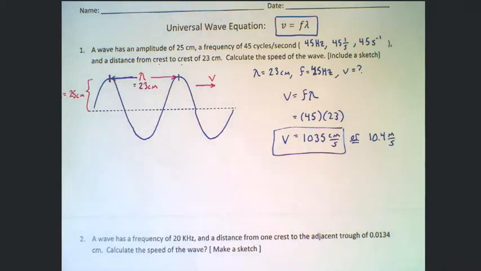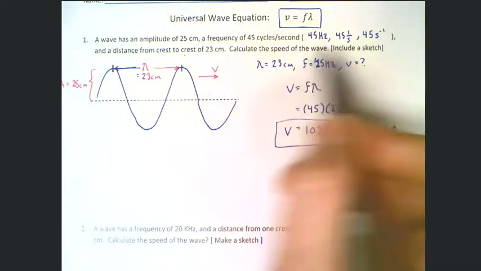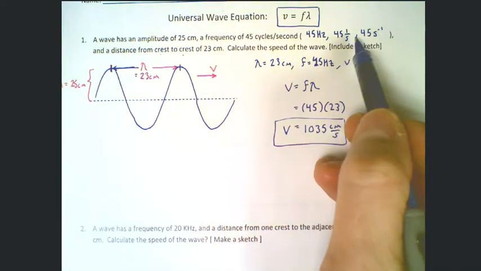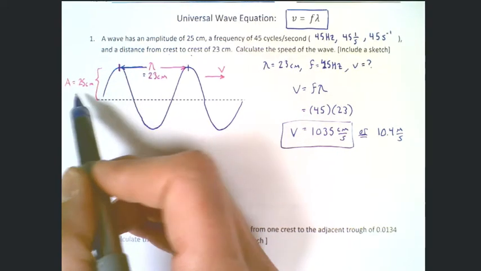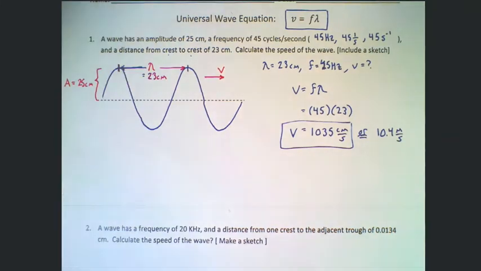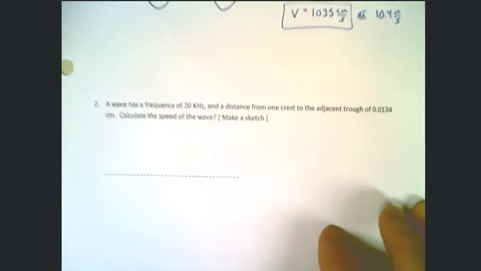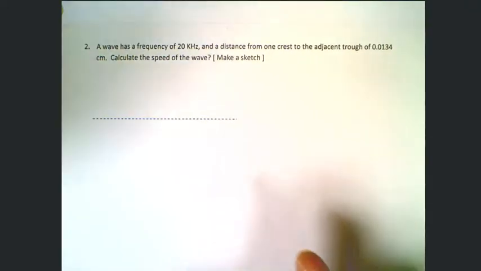Didn't have to rearrange anything. I really just wanted to use it to hash out the idea of what the units for frequency are, to show you that sometimes the amplitude will get thrown in there, although it's not necessary, and that you just need to use your governing equation of V equals f lambda. Okay, let's move on to another problem. And again, you can download the problem from the description below.